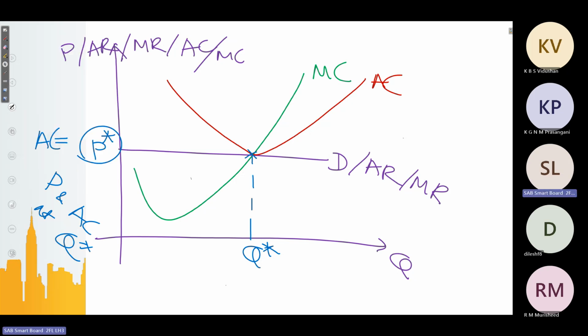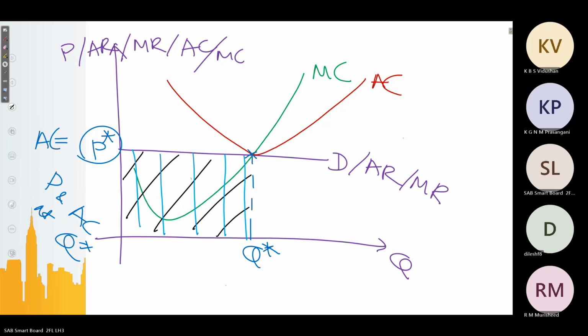Total revenue is P star into Q star. Total cost is AC into Q star. There is no profit. Profit is zero. Normal profits for the entrepreneur are there. Otherwise, economic profit is zero. So these are the three situations that a perfectly competitive firm can face in the short run. This ends today's session.